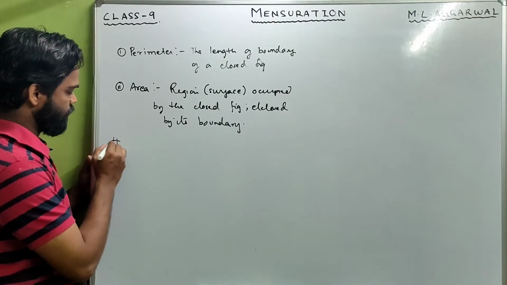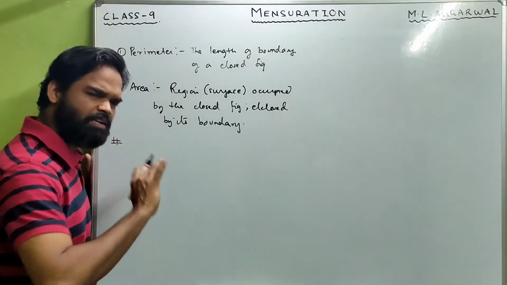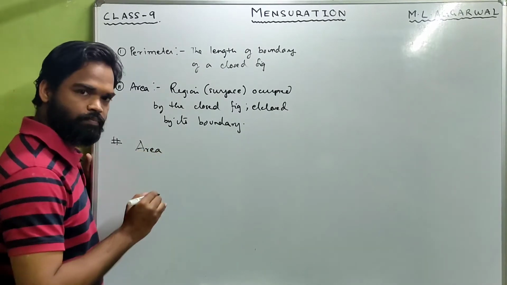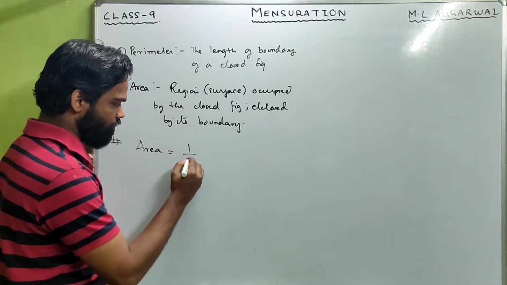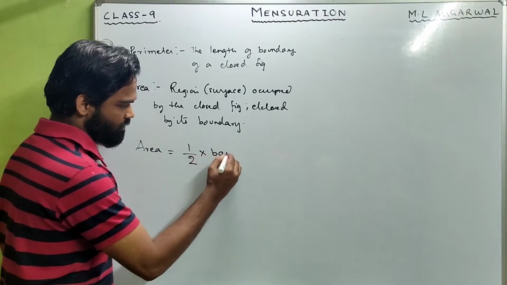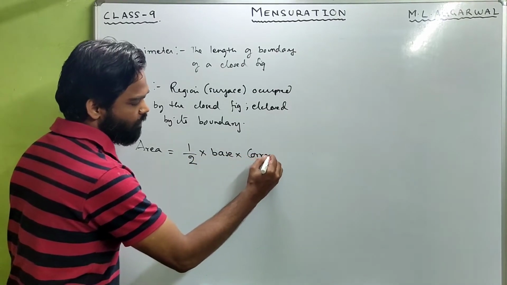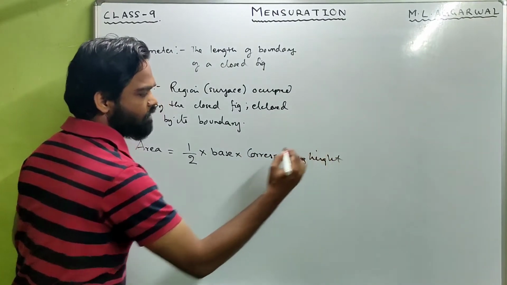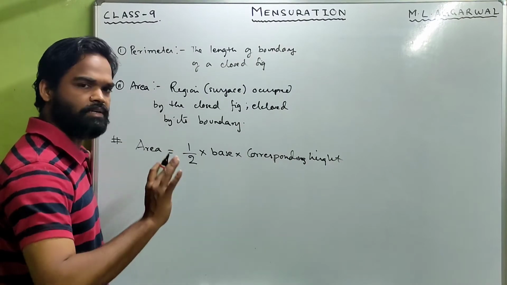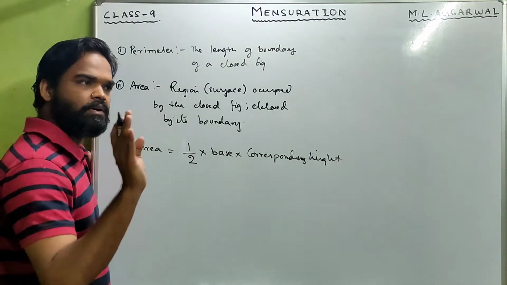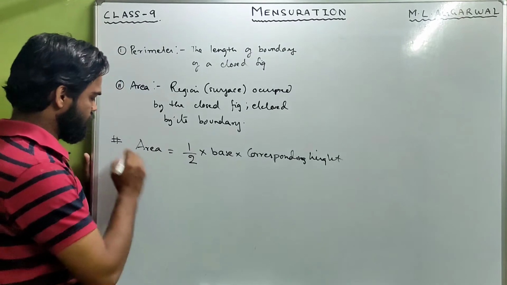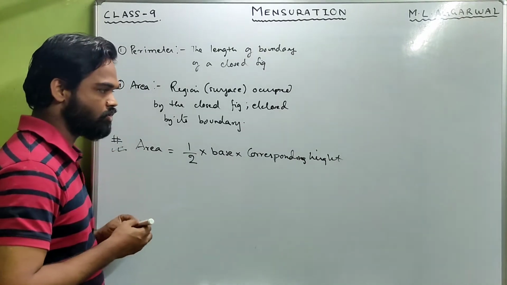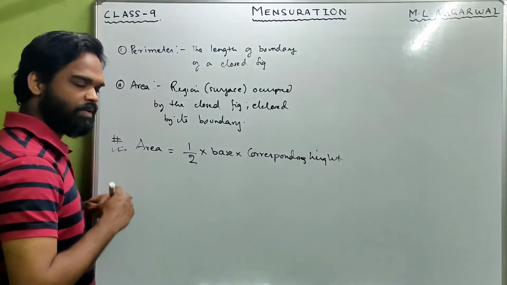Now look, for any triangle, any type of triangle, area is given as half into base into corresponding height. Just remember this. For any type of triangle, whether it's a right angle triangle, scalene triangle, isosceles triangle, or equilateral triangle, you can get the formula by using this one. Area equals half into base into corresponding height. What do I mean by this?